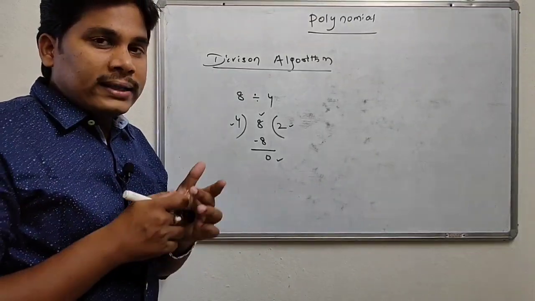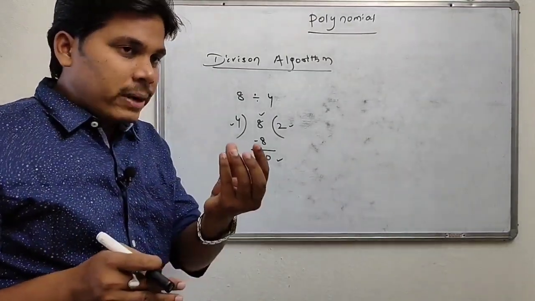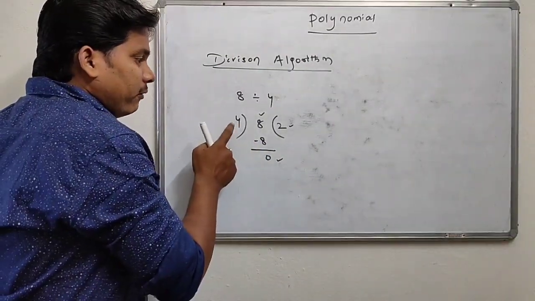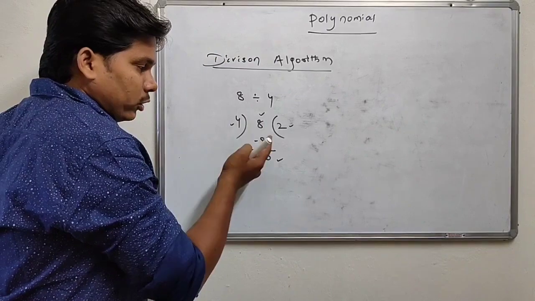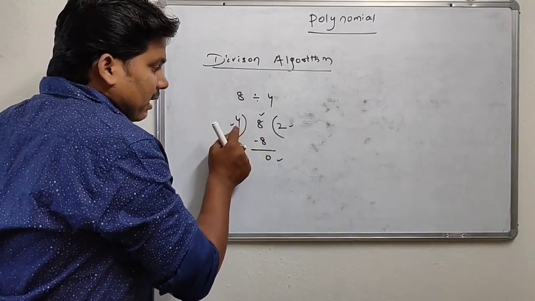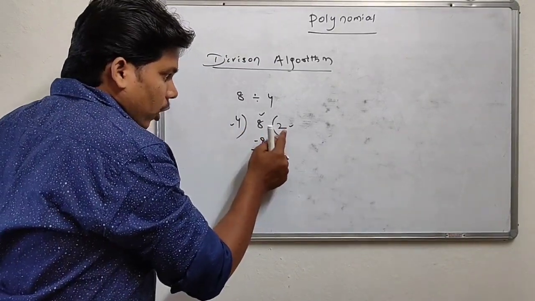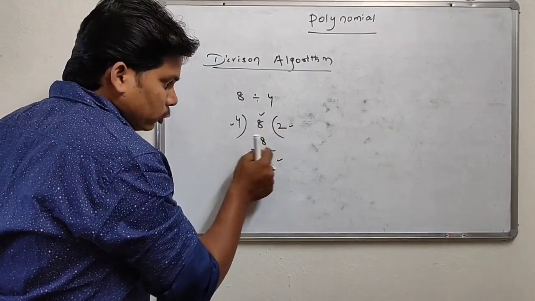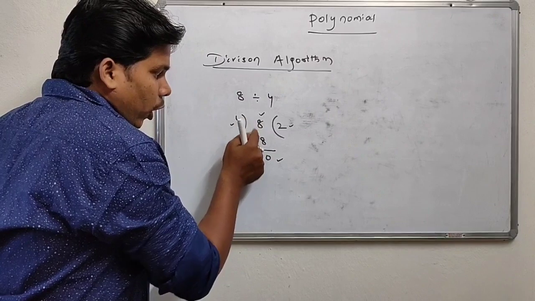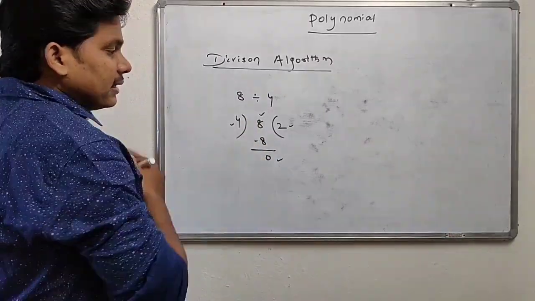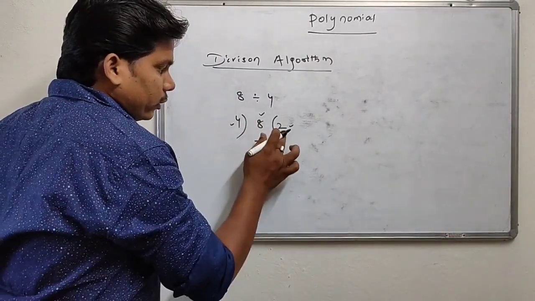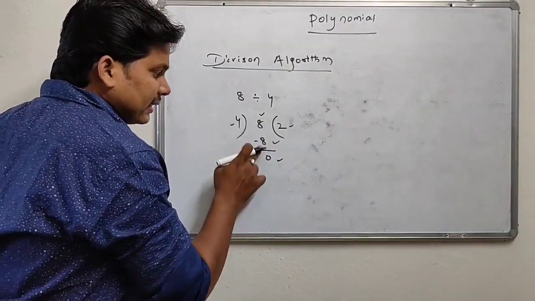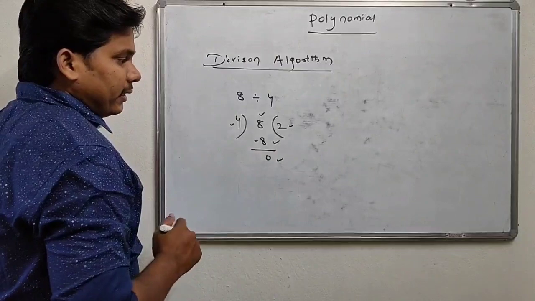But here, what are the topics we have to analyze deeply? First, whenever we divide any number by another number, after multiplying these two values, the value should be less than or equal to the dividend. Means when we multiply 4 with 2, we get 8. This should be less than or equal to 8.